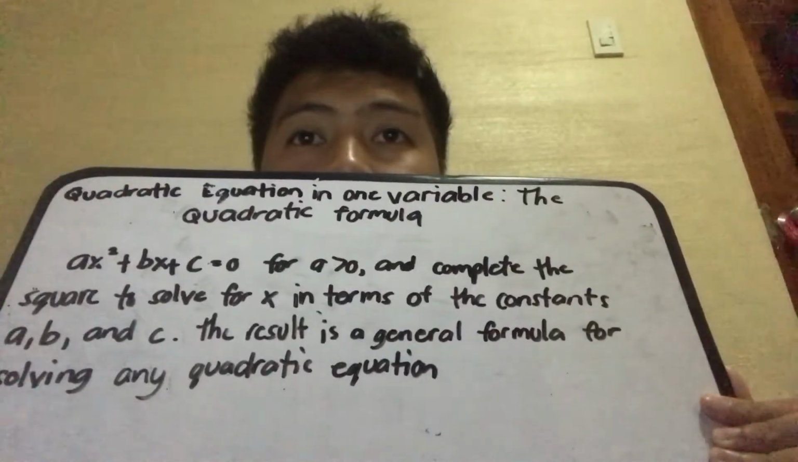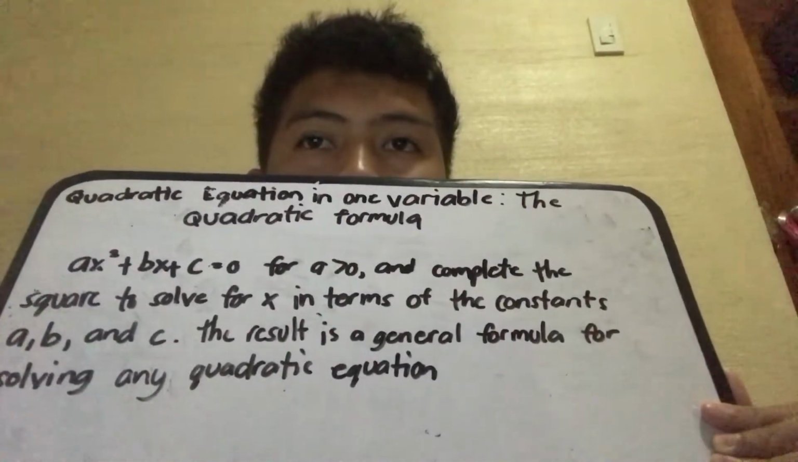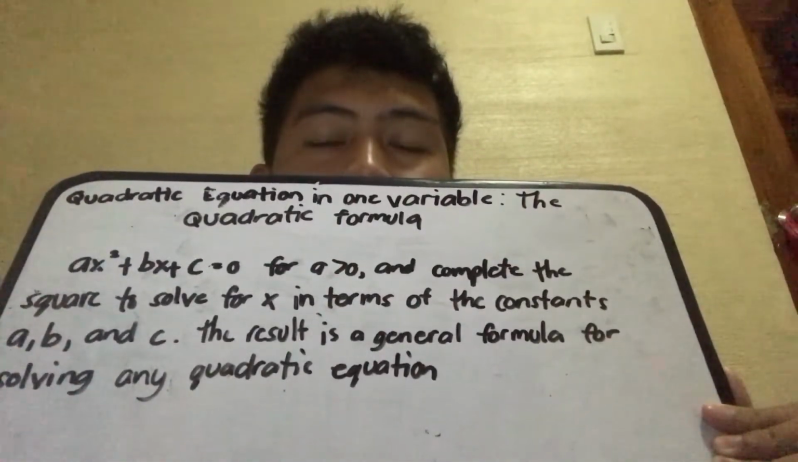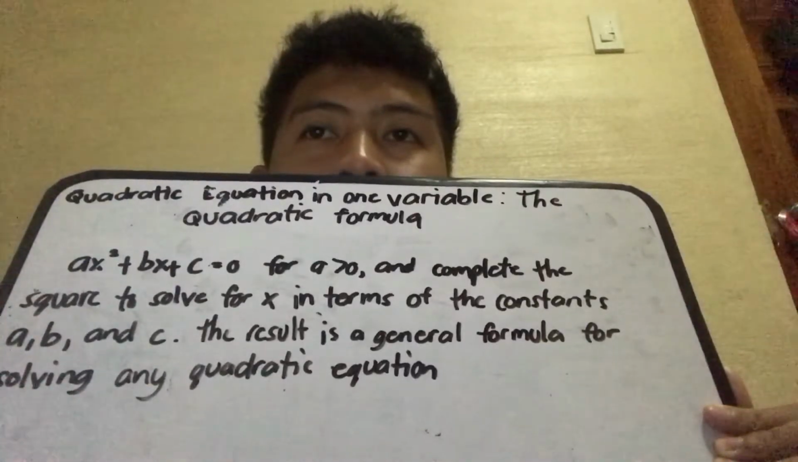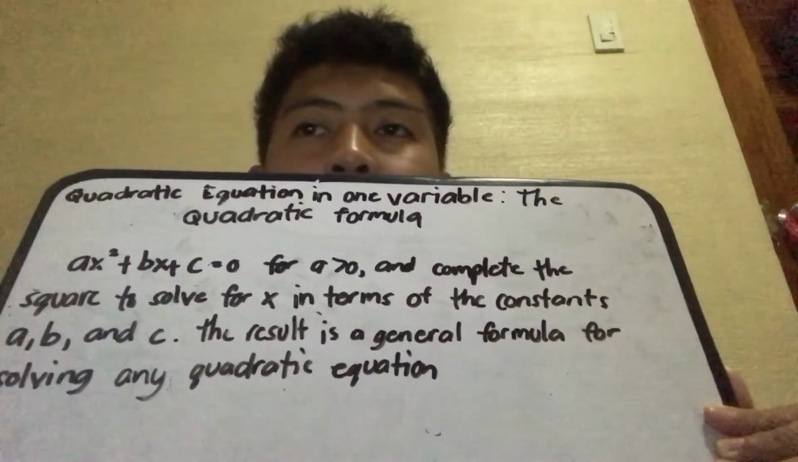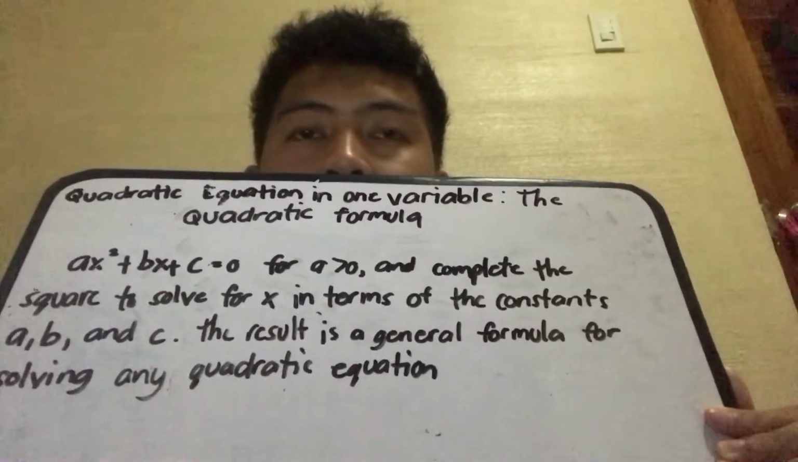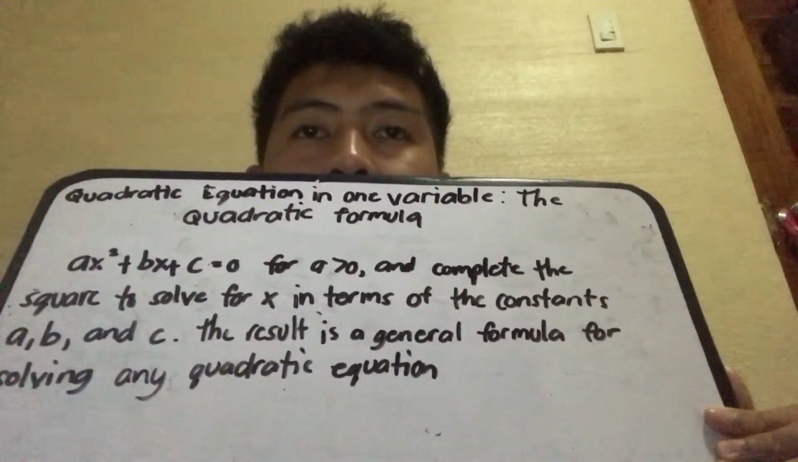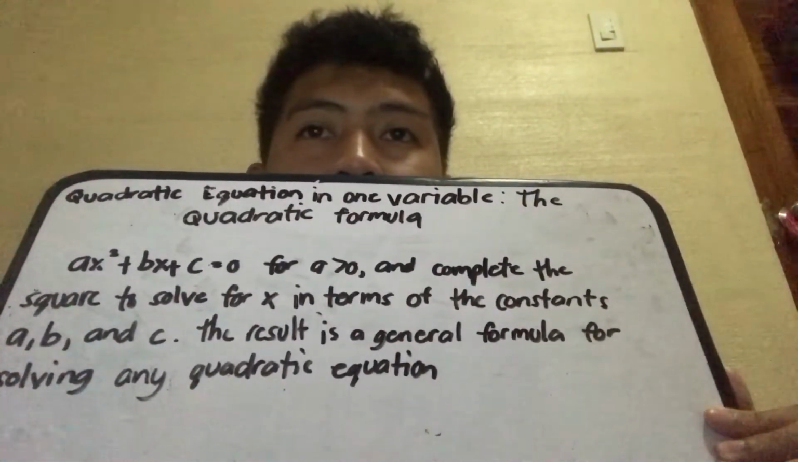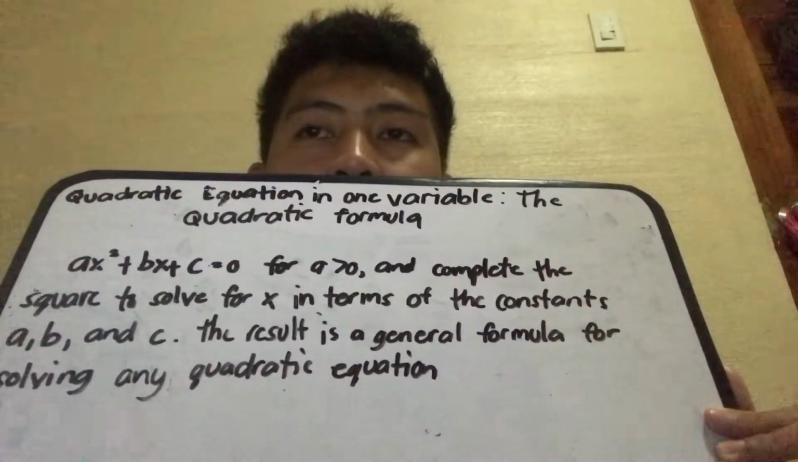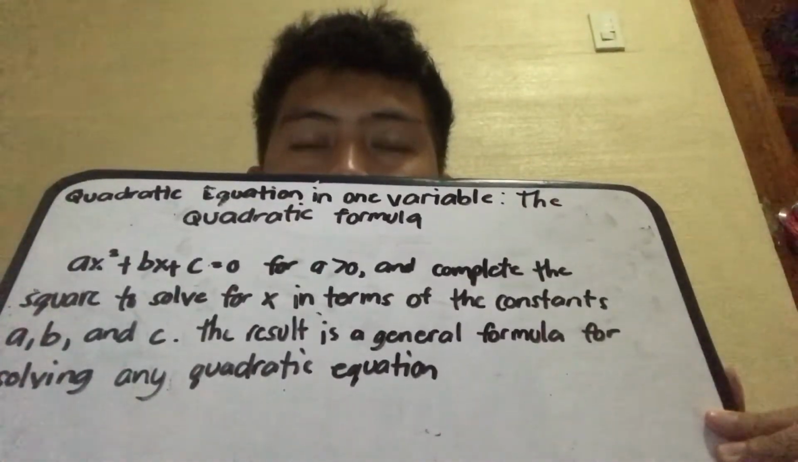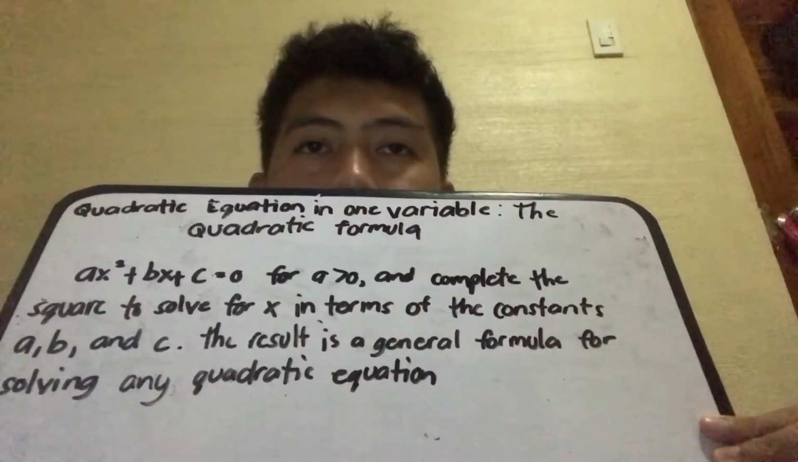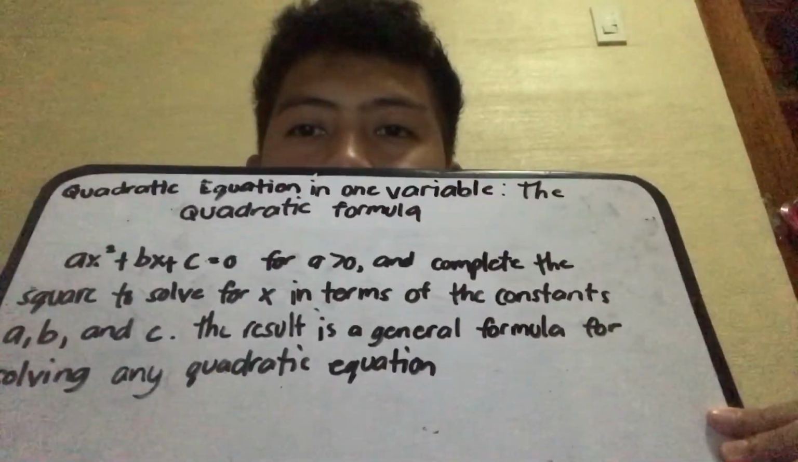If we start with the equation ax squared plus bx plus c is equal to 0, for a is greater than 0, and complete the square to solve for x in terms of the constants a, b, and c, the result is a general formula for solving any quadratic equation. So, papakita ko sa inyo kung paano ito isasolve.